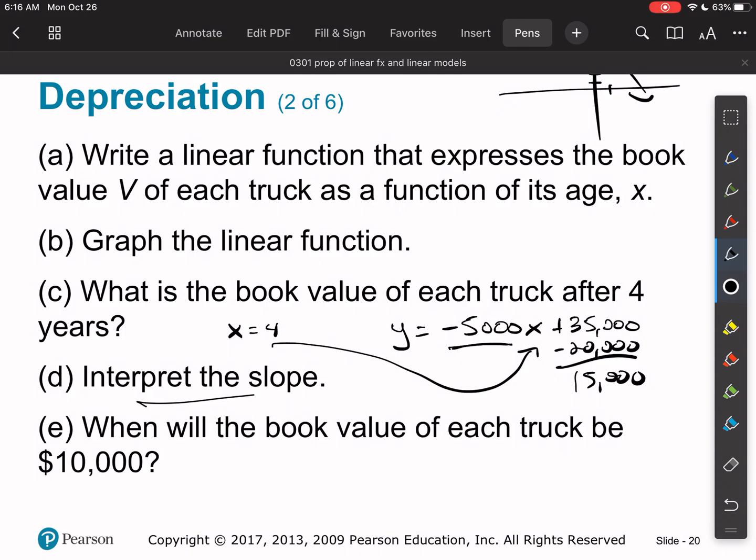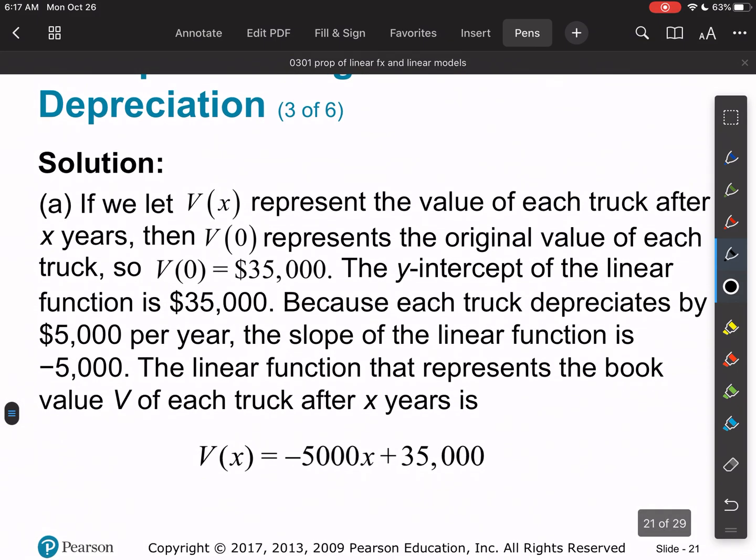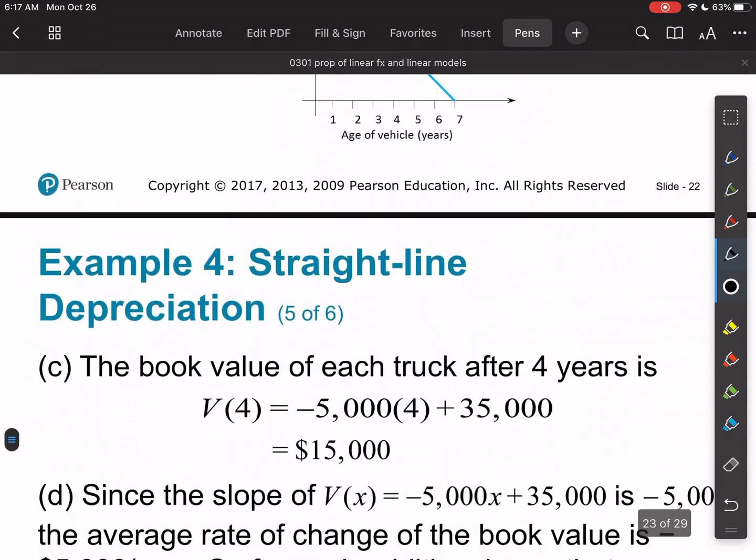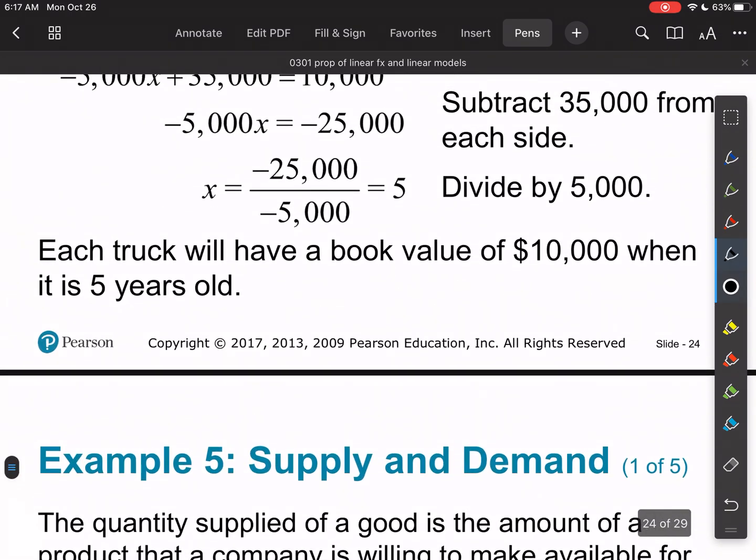And then it says, when will the book value of each truck be 10,000? Well, after 4 years, if it's 15,000, it's going down by 5,000 a year. Then I could say after 5 years, just knowing that. Or I can replace our y, which is the value of the truck, with 10,000. So 10,000 is equal to negative 5,000 x plus 35,000. You could solve this for x, and you will end up getting 5. I'm not going to take the time to do it here. This shows you all of that work.